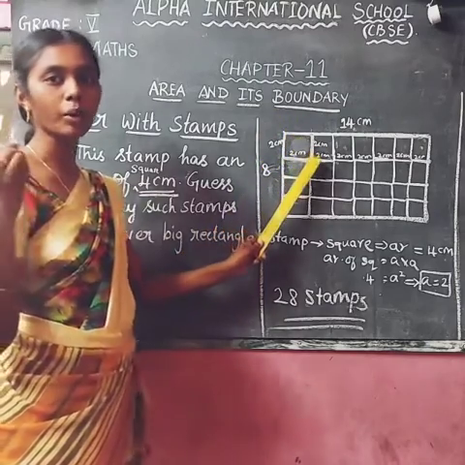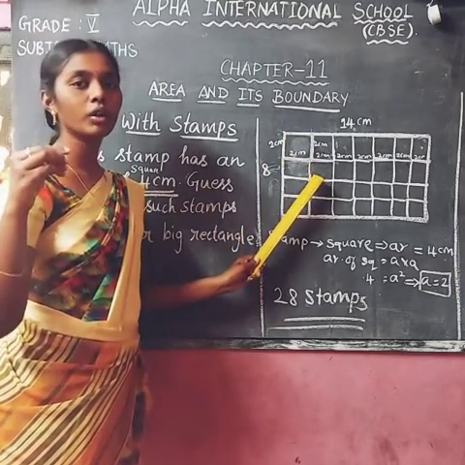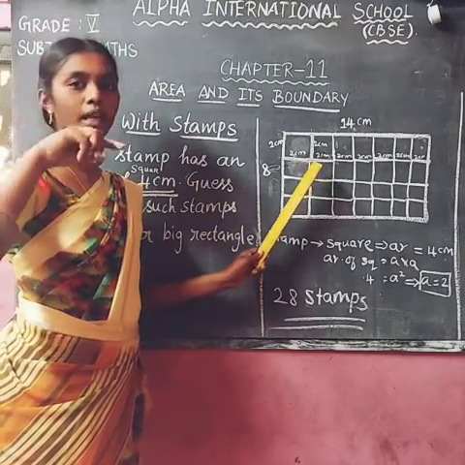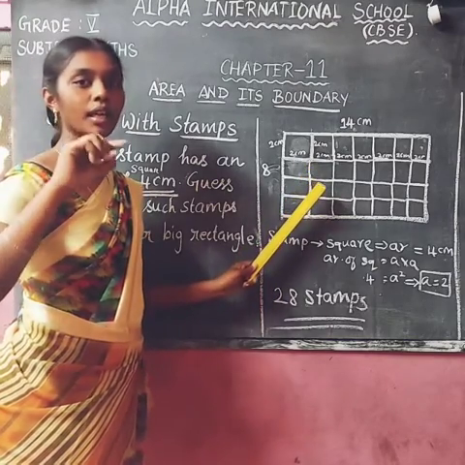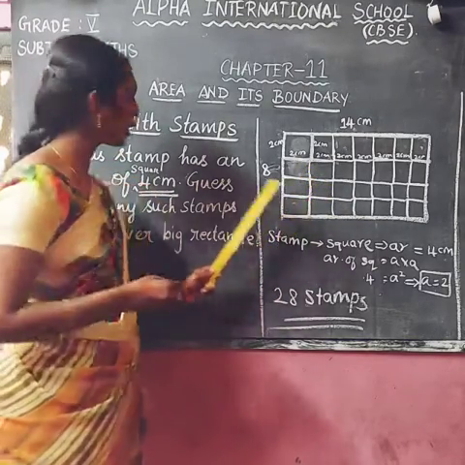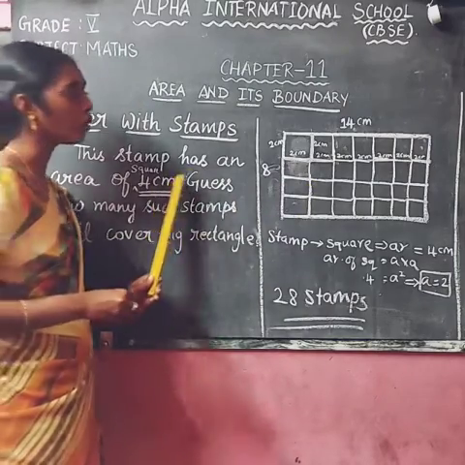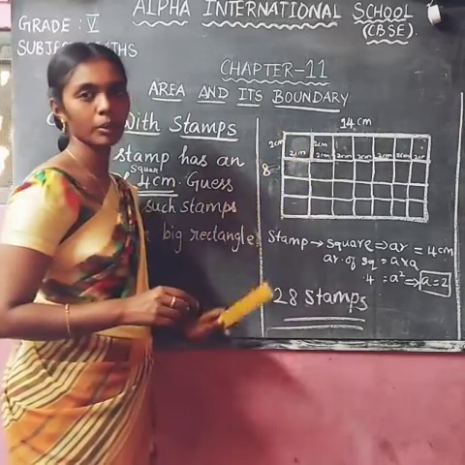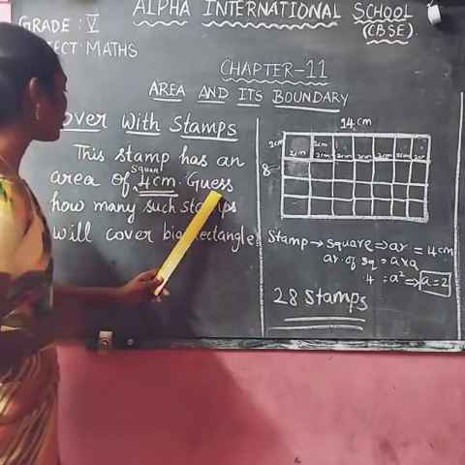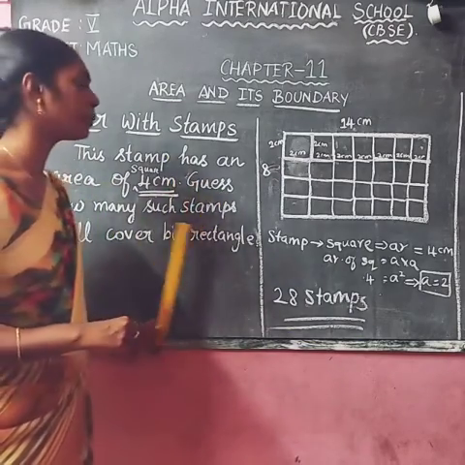We already know the formula for area, no? So what we will do, area means we multiply the side into the side. If you multiply the side into the other side, we want to get 4, because the area is 4 square centimeters, no? So each side is 2 centimeters. We found it. Next we want to find how many such stamps will cover the big rectangle.